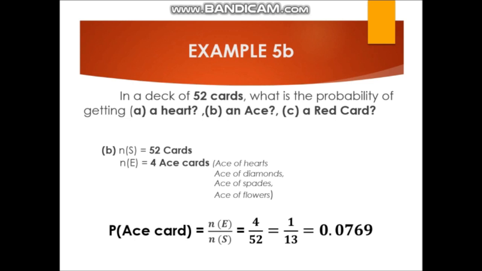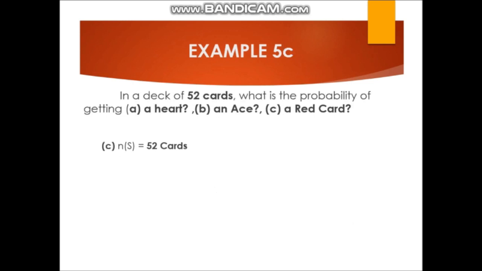Now, let us get the probability of an event. So, the number of events is 4, and then the number of sample space is 52. So, therefore, it is equivalent to 1 over 13 or 0.0769. Okay, let us proceed to letter C. A red card. So the number of sample space is the same, which is 52 cards.